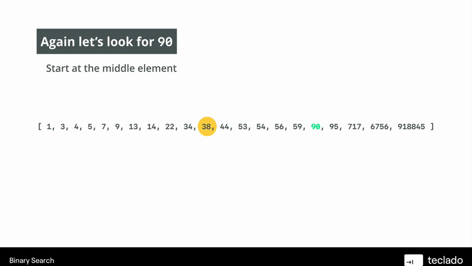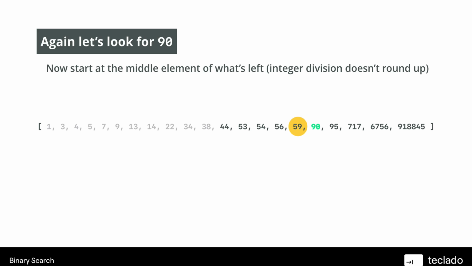In this algorithm, we ask the question: is 90 greater than 38? Again, we're looking for 90, and the answer is yes. So we're going to discard all the values that are lower than or equal to 38, and only keep the values greater than 38. Why? Because we know the list is ordered, so any value to the left is going to be less than the value we're looking for, so we don't even have to search there. Let's grey them out to signal that we've eliminated them, and then move over to the middle element of what's left.